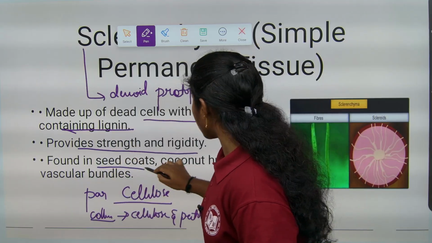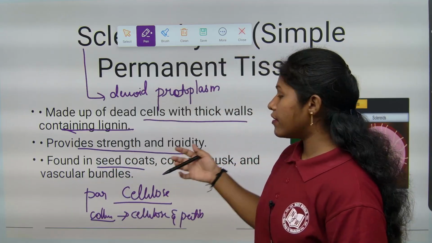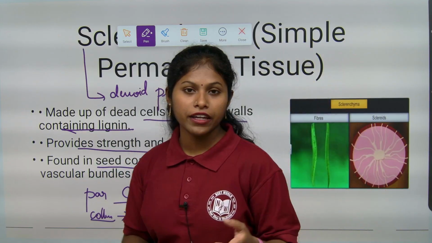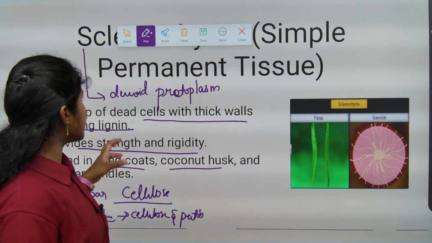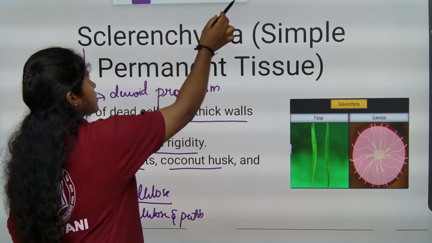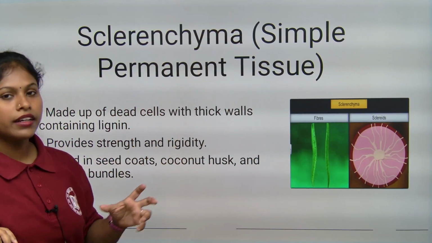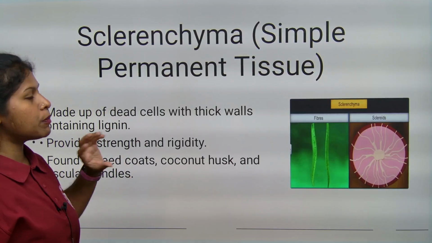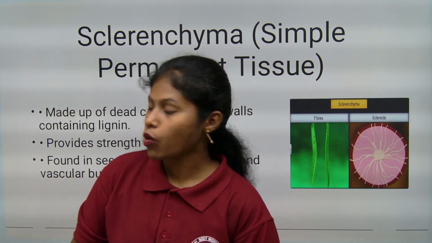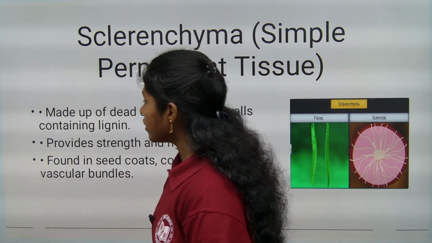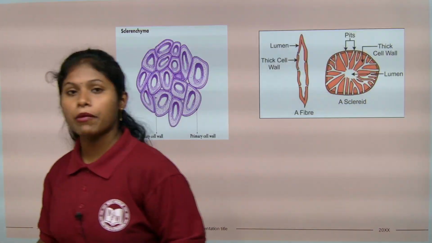It is found in seed coats, coconut husk, and vascular bundles, and in the pear fruit. Mainly we see the hard substance is created by the sclerenchyma tissue. It comes under the group of simple permanent tissue. So this is what sclerenchyma tissue is about, children.